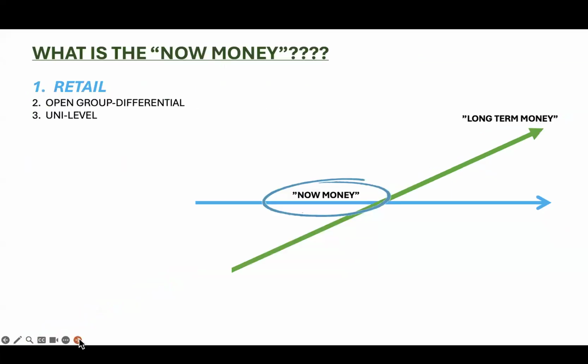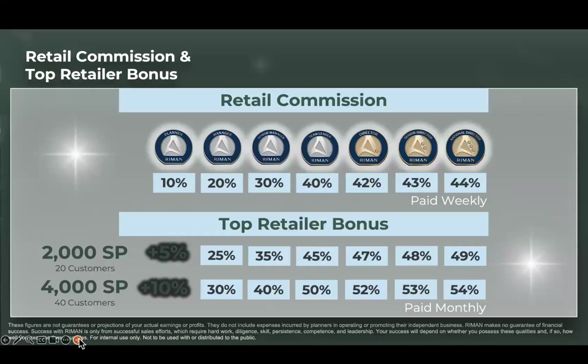Okay. So what is the now money? So the first category is retail, right? So you do the work, you get paid now, right?